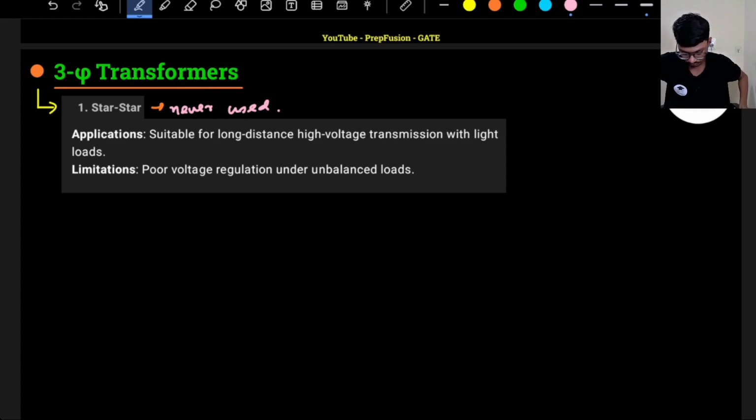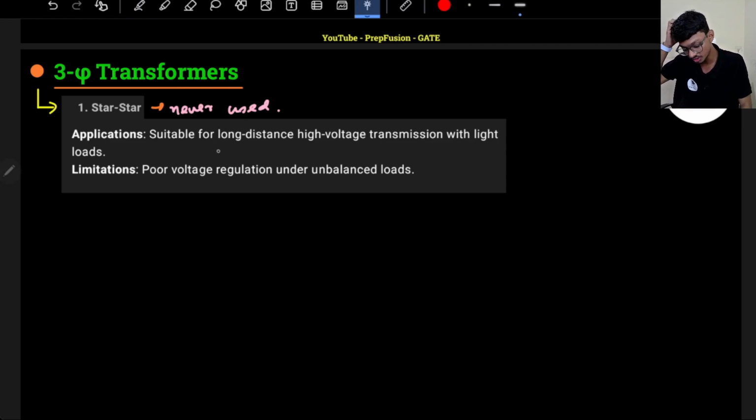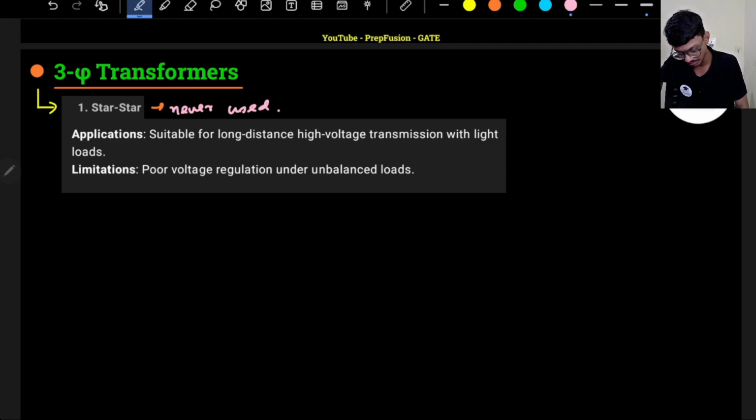Okay, so this is star-star. It is generally used for long distance transmission with light loads. It has very poor voltage regulation under unbalanced conditions, and it has a harmonics problem.